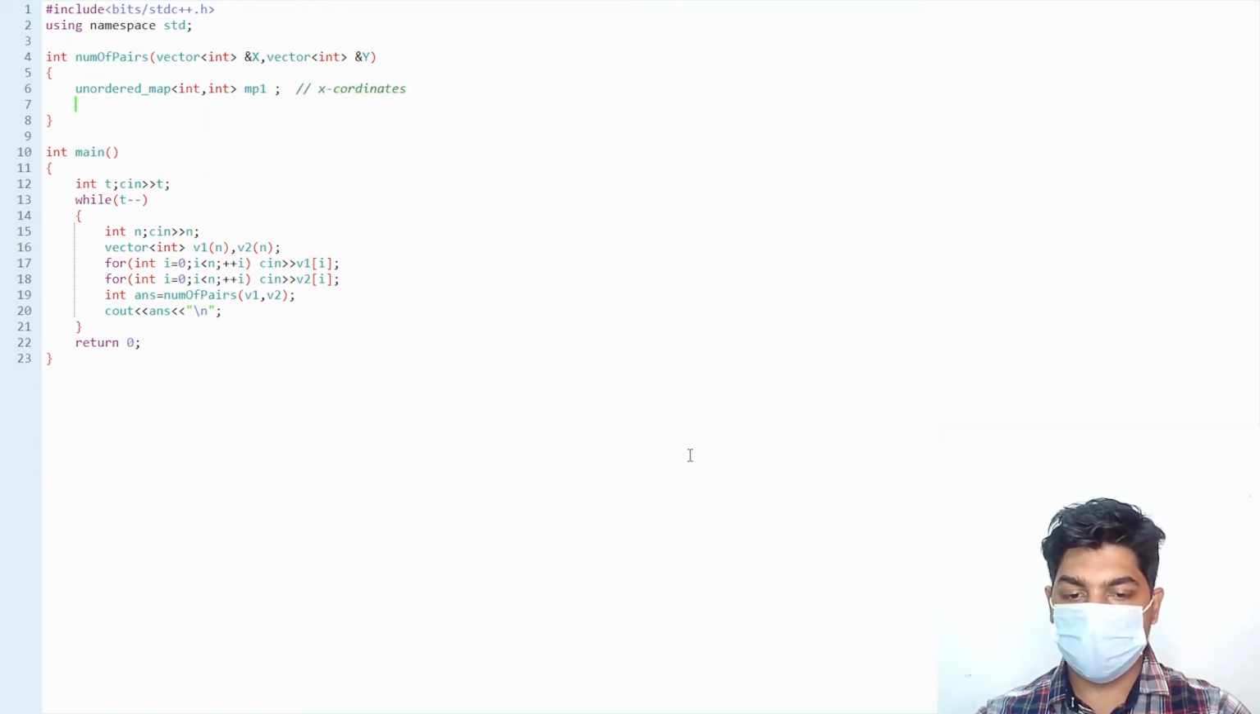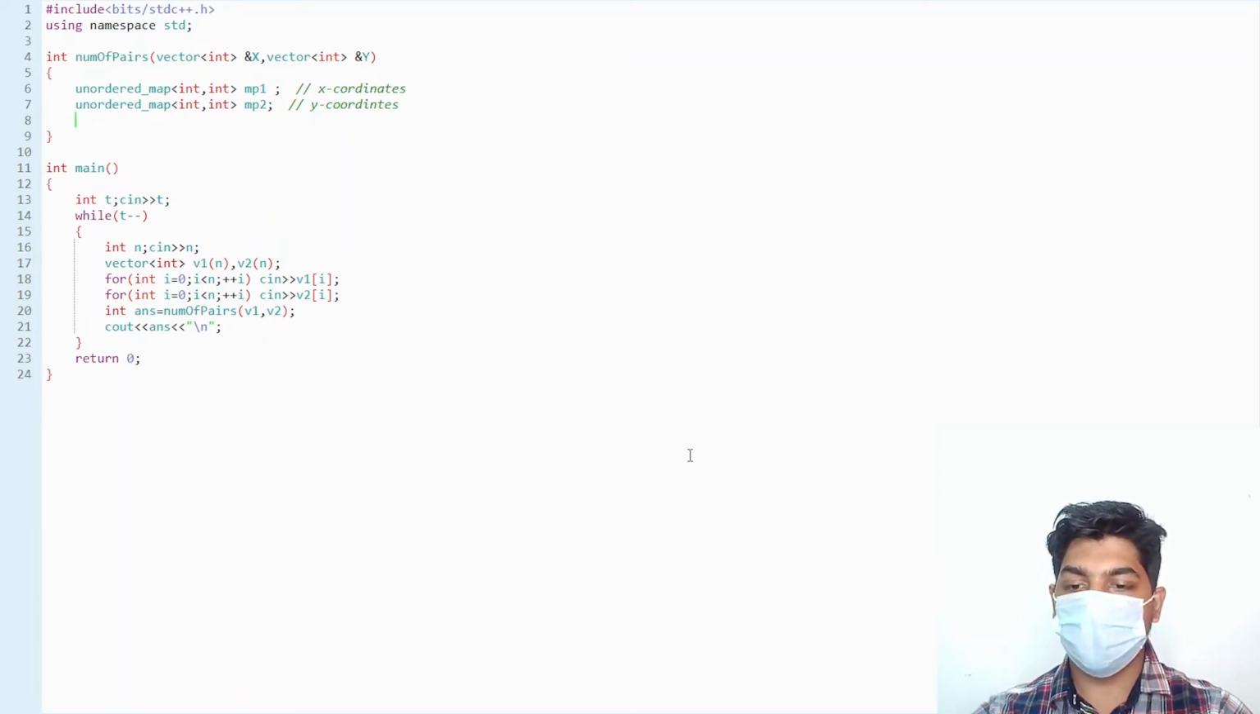Now we need one more unordered map of integer comma integer, let's name it map 2. This will be storing y coordinates. Now we need one more unordered map of string comma integer, map 3. This will be for xy coordinates.